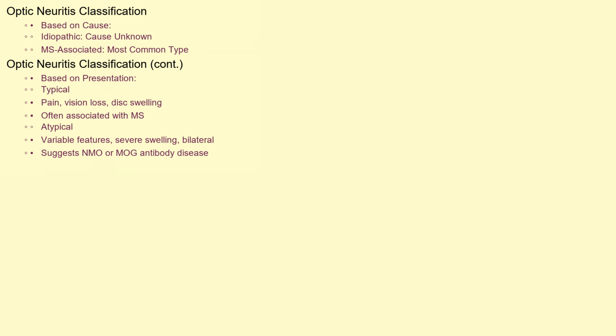Optic neuritis can be classified based on its cause and presentation. As mentioned earlier, we have idiopathic optic neuritis, where the cause is unknown. Then there is optic neuritis associated with MS, which is the most common type. Another important distinction is between typical and atypical optic neuritis. Typical optic neuritis usually presents with pain, vision loss, and optic disc swelling and is more often associated with MS. Atypical optic neuritis can have different features, such as severe optic disc swelling or involvement of both eyes simultaneously, and may suggest other underlying conditions like neuromyelitis optica or MOG antibody disease.